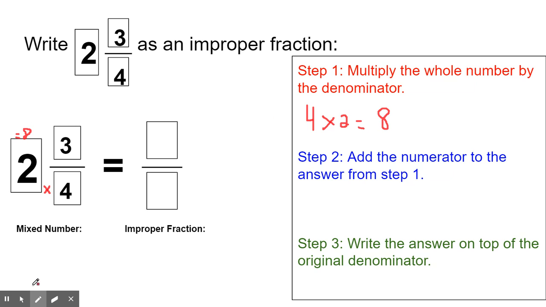And then step 2, add the numerator to the answer from step 1. Our answer was 8, so we're adding the numerator to 8. What is our numerator? Our numerator is 3. So we are going to be adding 3 onto that 8 because 8's our answer from step 1. 8 plus 3 equals 11.